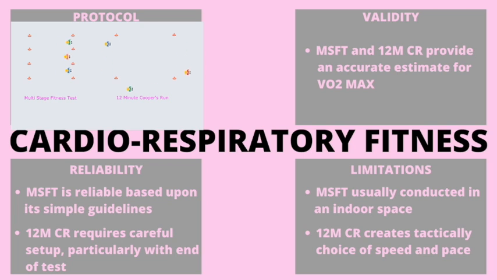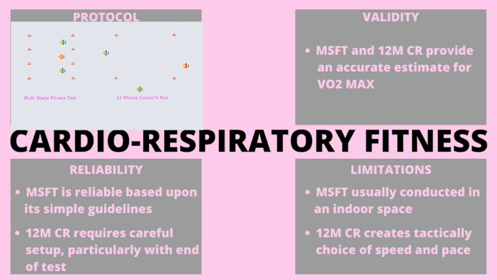Limitations: it's usually conducted in an indoor space or a space that isn't suitable or isn't replicating the sporting arena. So if you're a football player, it makes more sense to do this test on the grass. However, when you're comparing to normative data, it will have been done indoors. So it's a grey area between the limitations. It limits you getting a true fitness score for your sport, but then it makes it hard to compare, because a lot of the tests are done indoors. So there is a limitation discussion here.